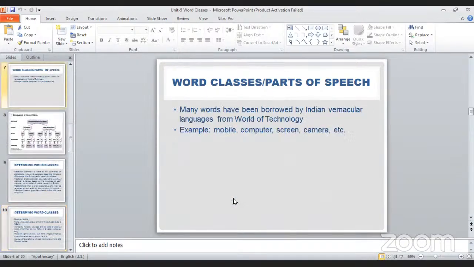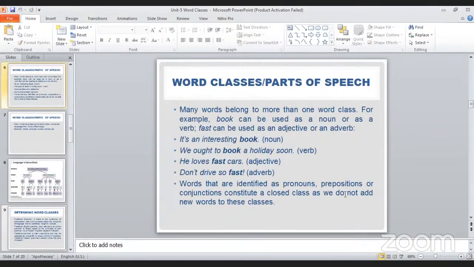Words that are identified as pronouns, prepositions, and conjunctions constitute a closed class, as we do not add new words to these classes. So what happens? These sets of words, which they call a class, are identified as pronouns, prepositions, or conjunctions, and constitute a closed class, as we do not add new words to these classes. That means they are not open. Please do understand that, right?